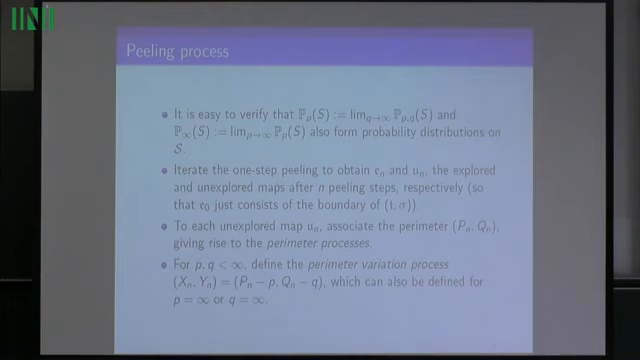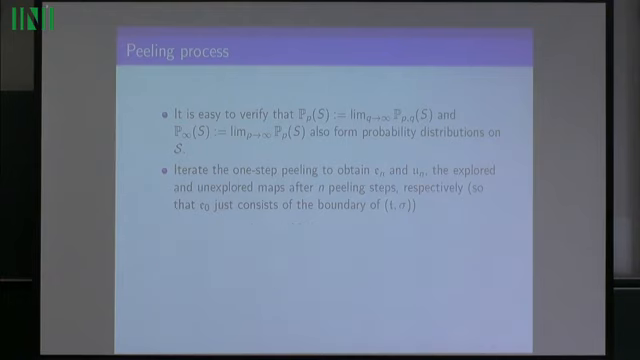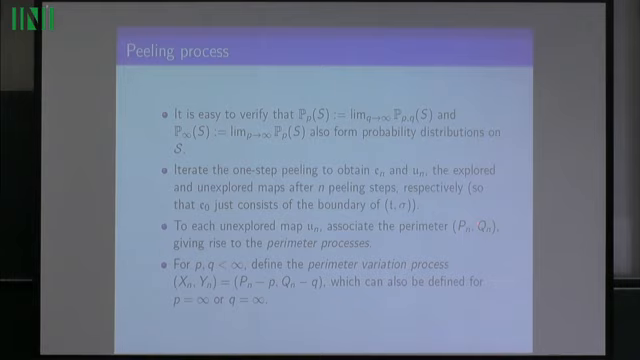To each unexplored map we can assign a new perimeter, which is some random number that depends on n, the number of peeling steps so far. And this is called the perimeter process. It will be a two-dimensional Markov chain. And if p and q are finite, then we can also define a perimeter variation by subtracting the initial perimeter from the perimeter at time n. This can also be defined in the infinite setting, since it only depends on the first n peeling steps.